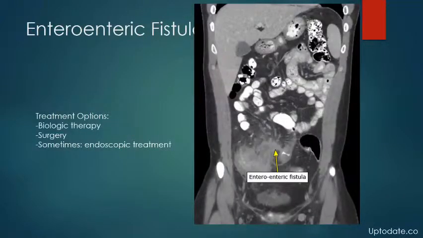You can see where the arrow is, that line shouldn't be there of bowel. So that's connecting from small bowel to, I think, the large intestine there. And the treatment for that is biologic therapy, surgery, and then sometimes, if it's the right candidate, endoscopic therapy. And I'm going to show a couple pictures later on of some of the cool things that we can do endoscopically for these patients to avoid surgery. And these patients actually do really well if they're candidates and have successful endoscopic therapy.